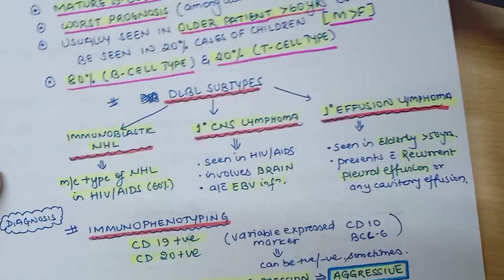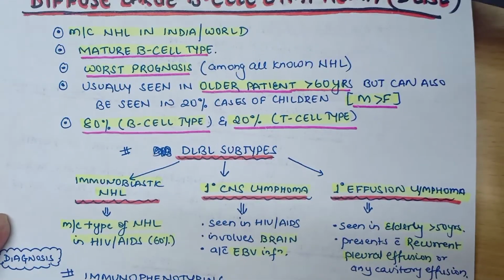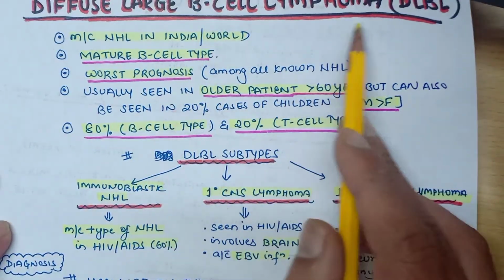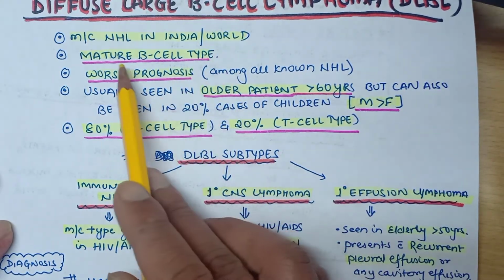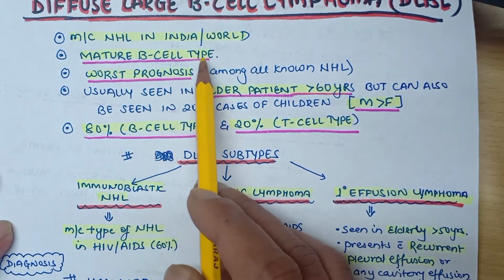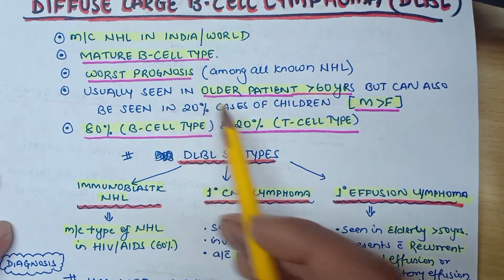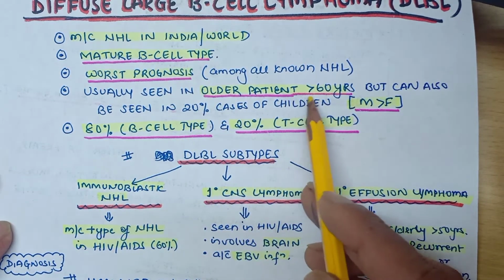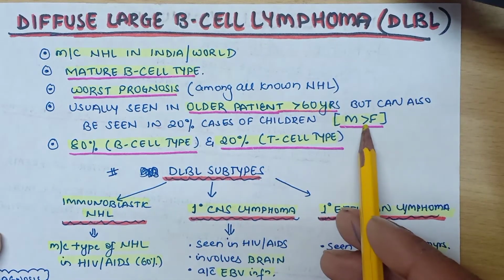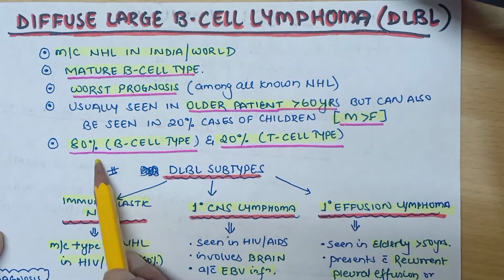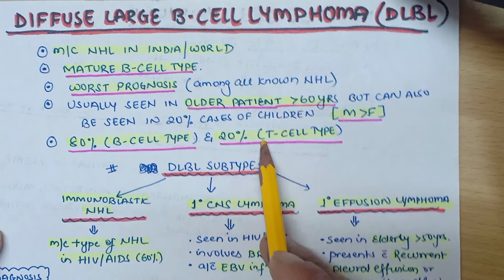Now let's revise it once again. Diffuse large B-cell lymphoma is more common in India, and it's a mature B-cell type with the worst prognosis, mainly seen in old age patients more than 60 years of age, and males are more affected than females. 80% are B-cell type and 20% are T-cell type.